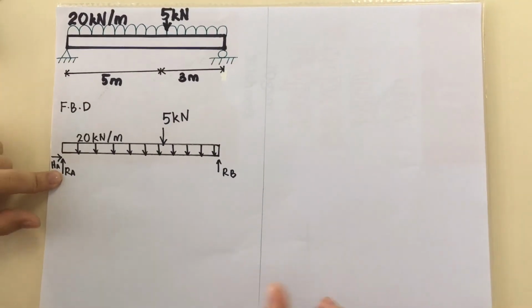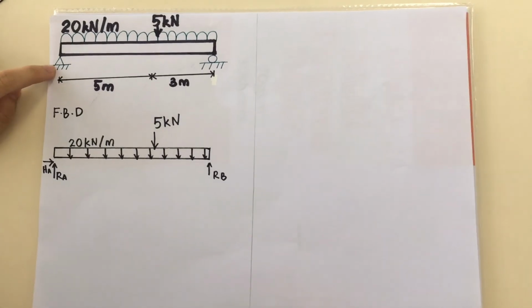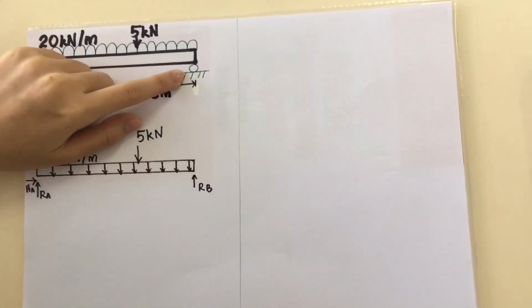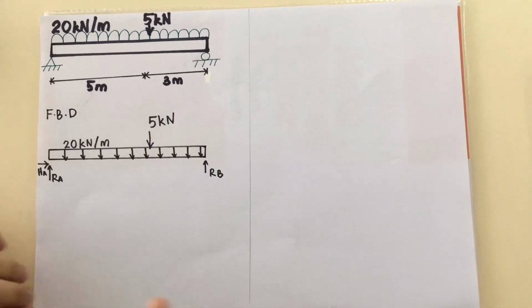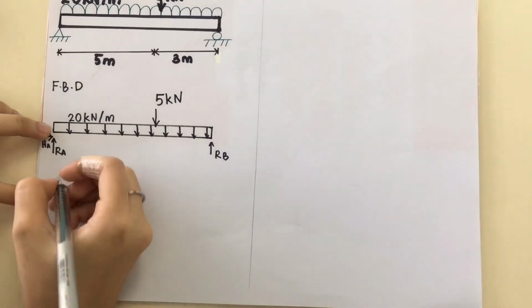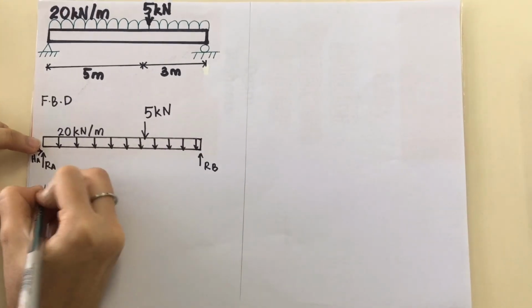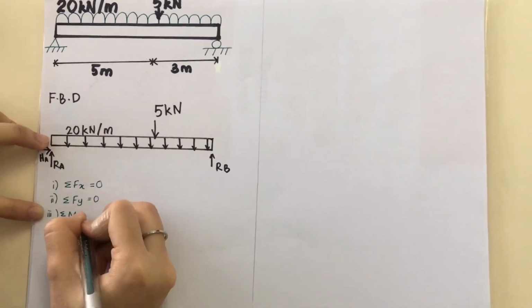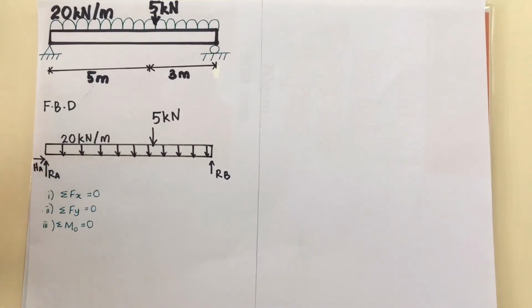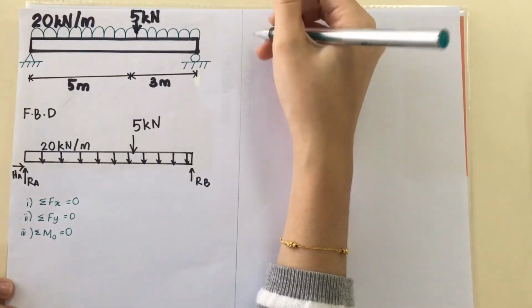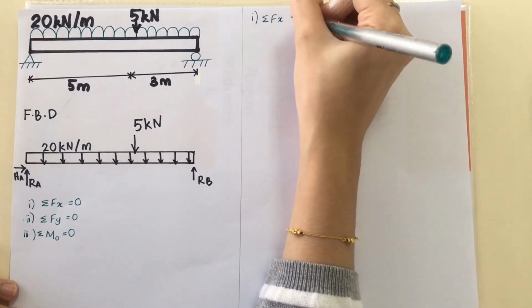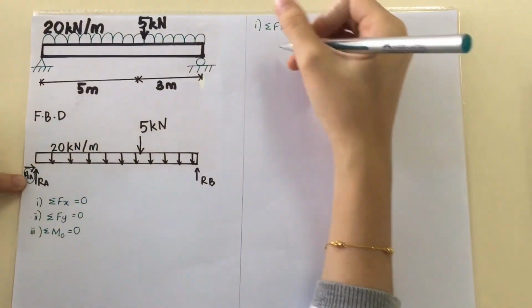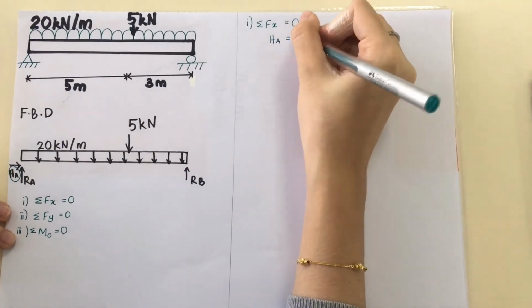So next is we are going to find the reactions for this beam. So this beam has two supports, which is pin and roller support. So total is 3 reactions. So the first thing we are going to do is to find Fx, the second thing is Fy, and the third is the moment. So first step is to find Fx. Fx equal to 0 is the same as HA equal to 0.